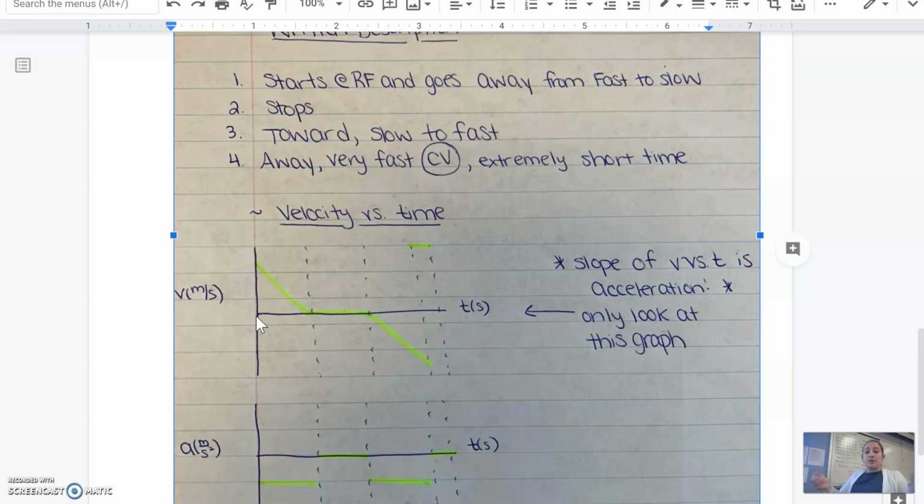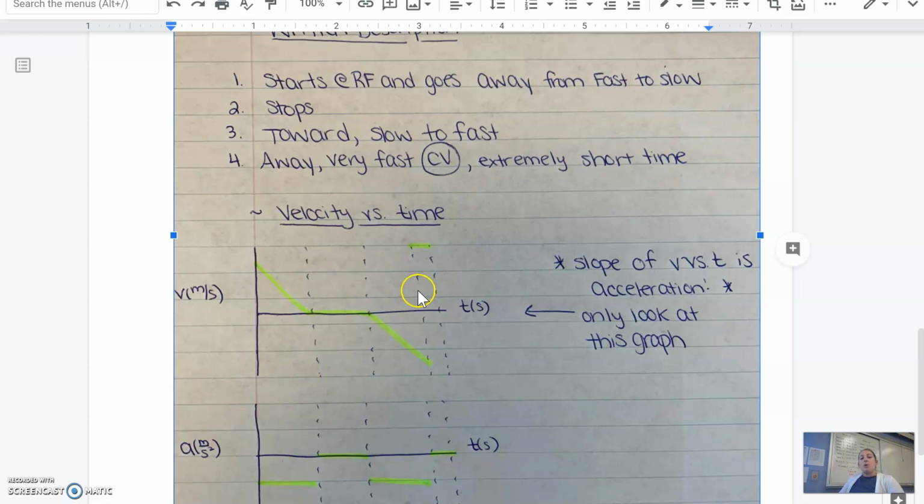Then we stop, so velocity is 0. And then we go towards the reference point. So now we are in that negative. And if we're going from slow to fast, then we're going from small number to big number. So that's the same thing we're doing here. We're starting very close to 0, which will have the small numbers, and then our big numbers are going down here as we progress downwards on that graph.